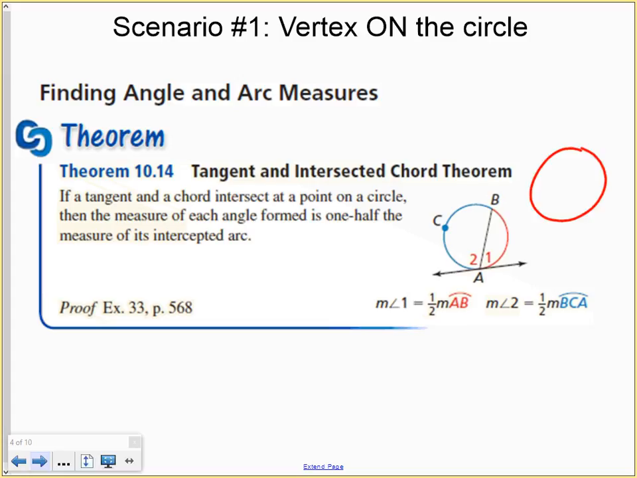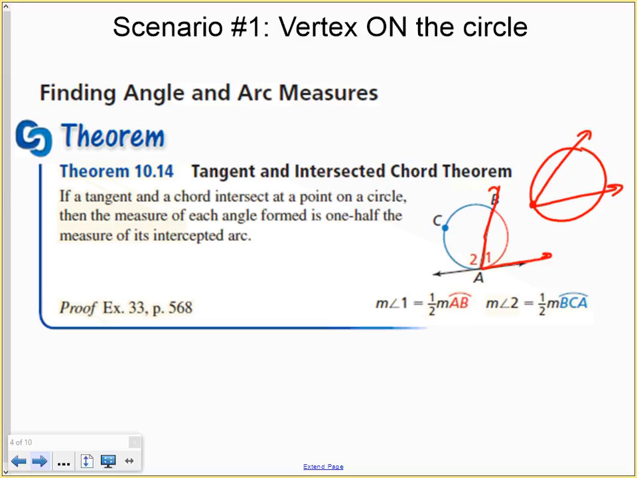Yesterday, we dealt with pictures that looked like this, where both of the lines were inside the circle. And so then this angle was half the arc. This picture is a little bit different because now one of the sides is inside the circle and one of the sides is on the outside of the circle. However, it works the same way.